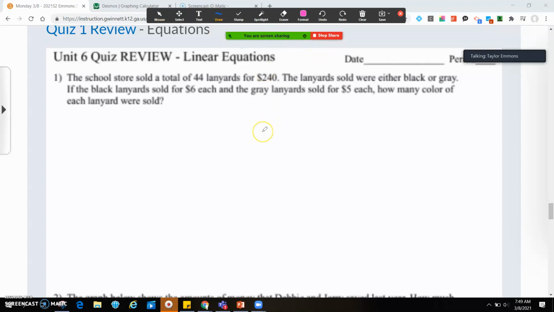All right, so looking at number 1, it says the school store sold a total of 44 lanyards for 240 bucks. The lanyards were sold either black or gray. Okay, so you got B and G, and there's 44 of them. The gray ones were for $5 each, and the black ones were for $6 each, and you got them for 240 bucks. How many of each color lanyards were sold?